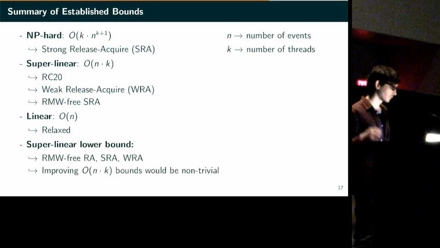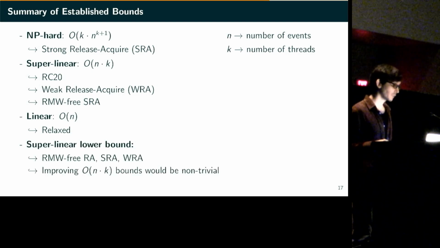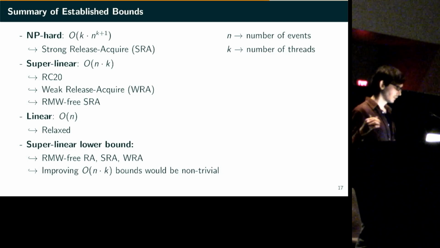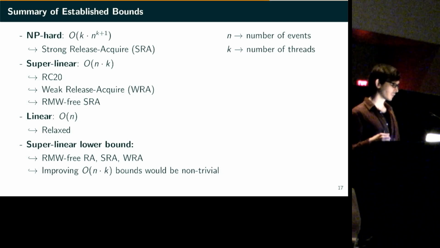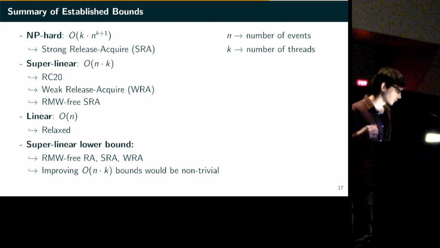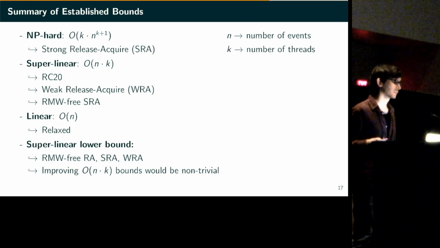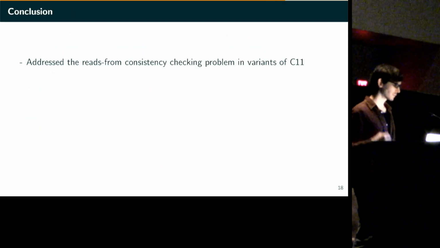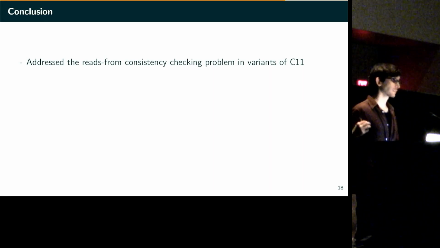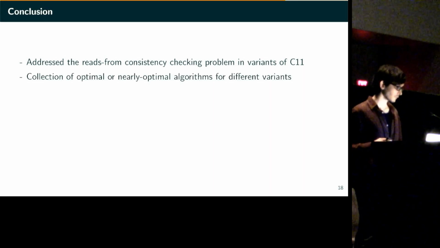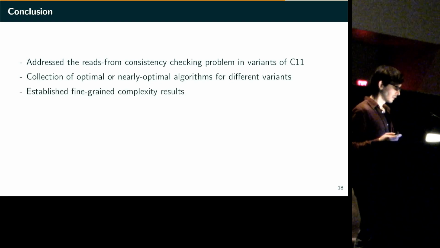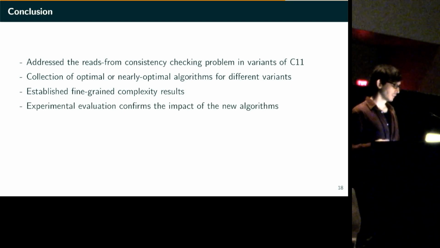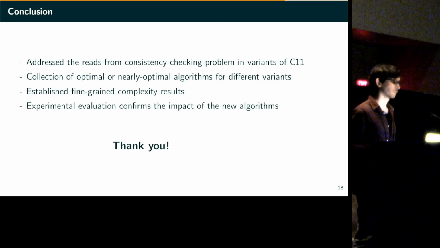And lastly, for the RMW-free fragments of RA, SRA, and WRA, we established that we have a superlinear lower bound. And this result is obtained with respect to the Boolean matrix multiplication hypothesis. And this implies that improving our O of n times k bound is highly non-trivial. So in conclusion, in this work, we addressed the consistency checking problem in various variants of the C11 memory model. We devised efficient algorithms, and we established fine-grained complexity results, and our experimental evaluation shows the impact of our new algorithms. Thank you.